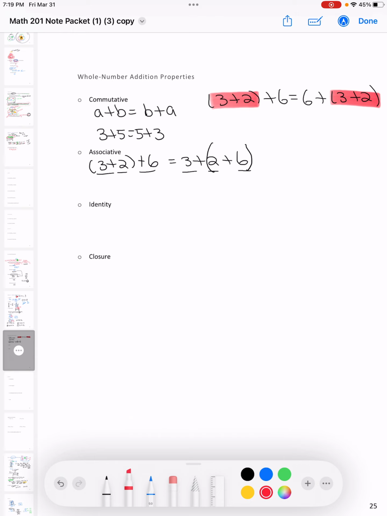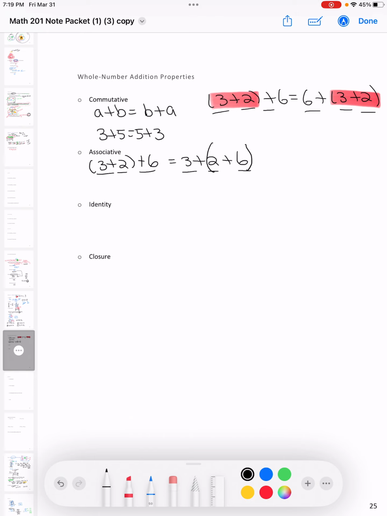Really think about it. Commutative means I changed the order. So I just read across 3, 2, 6, 6, 3, 2. Nope, not the same order. So that's the commutative. You can combine these together. We're not going to have any problems like that. We just want to learn the basic definition of commutative and associative.